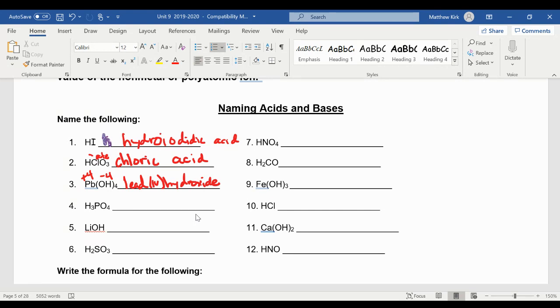And then one more, H2SO3, ternary acid, hydrogen and a polyatomic ion. So I think to myself, okay, what's my name for SO3? Oh, that's sulfite. So I know if my polyatomic ion ends in ITE, I change the ending to OUS. So that would be sulfurous acid.